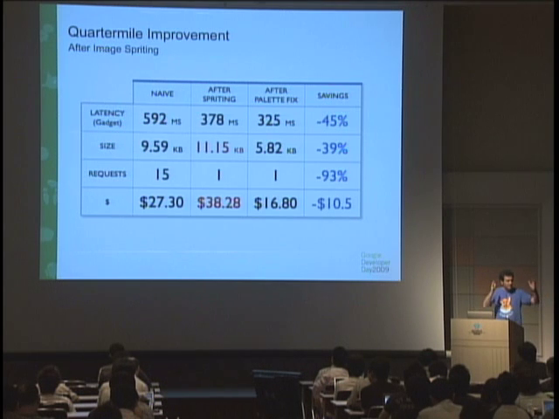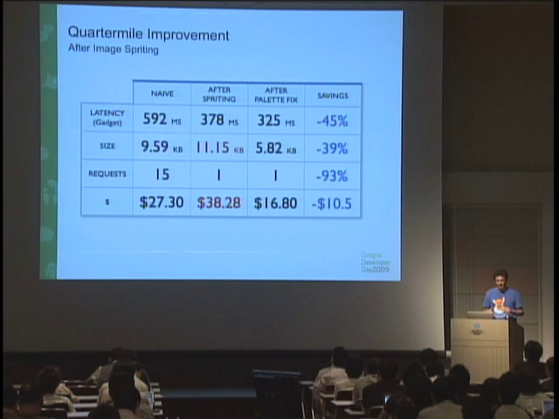Spriting is assembling all these images together. Palette fixing is looking at the colors and changing the way the colors are encoded in your image to remove all the redundancies in there. So it's the equivalent of what you would do in GIMP or in Adobe Photoshop when you save an image for the web, and usually it reduces the size of the image. So that gives you some good savings as well.